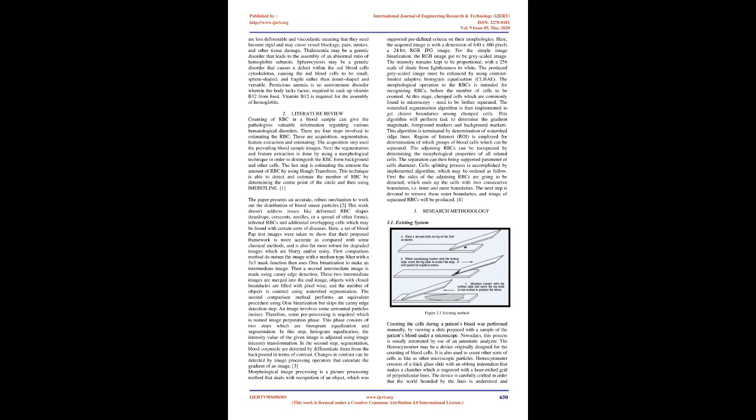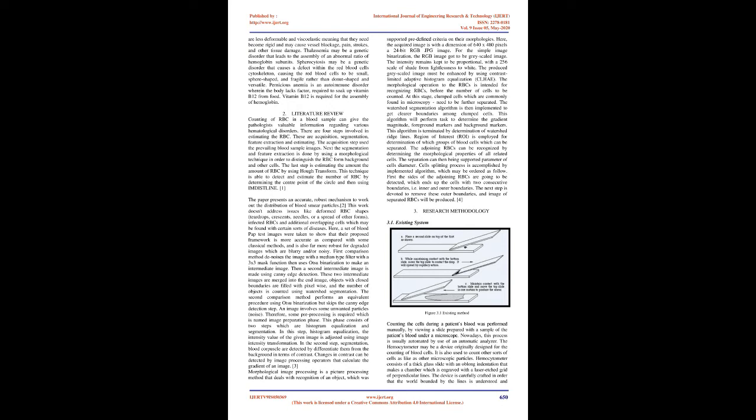Pernicious anemia is an autoimmune disorder wherein the body lacks the factor required to absorb vitamin B12 from food. Vitamin B12 is required for the production of hemoglobin. 2. Literature review: counting of RBCs in a blood sample can give pathologists valuable information regarding various hematological disorders.